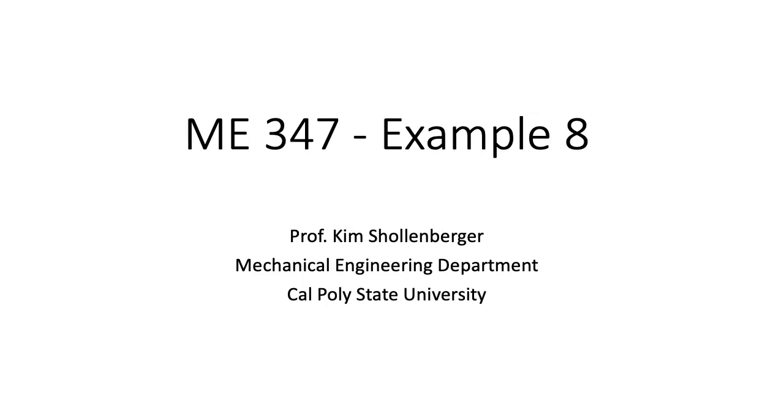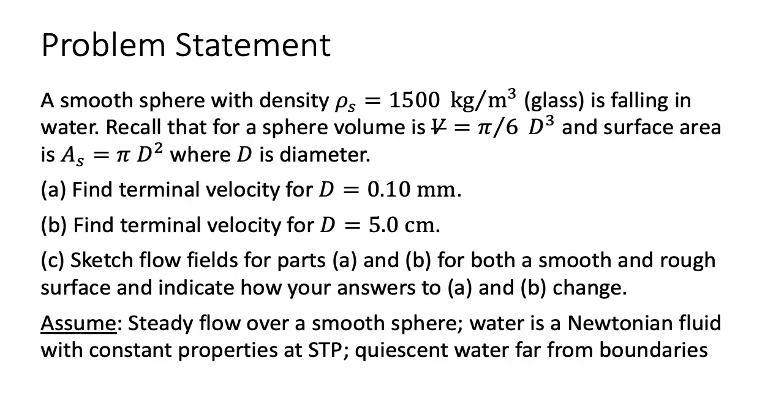ME347, Example 8. A smooth sphere with a density similar to that of glass is falling in water. Equations for the volume and surface area of a sphere are given. For part A, find the terminal velocity for a sphere with a diameter of 0.1 millimeter, which is similar to a fine grain of sand.